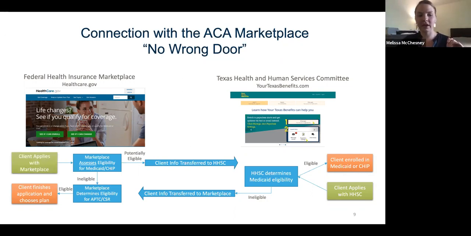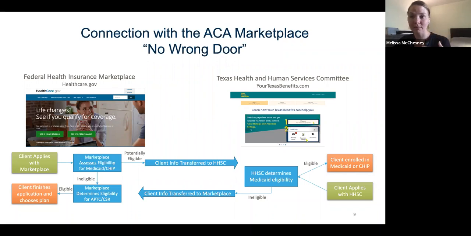The second scenario is you start at the marketplace. Again, you're assessed as eligible for Medicaid or CHIP. You get transferred over to HHSC. So that's actually what happens. And in most scenarios, the parents stay and finish the application in healthcare.gov, and the kids' information gets transferred to HHSC. HHSC is going to pick that up. It's going to look a whole lot like an application that was submitted on yourtexasbenefits.com.